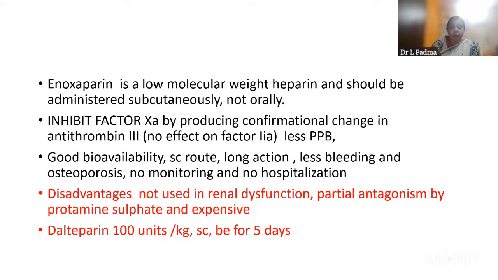One is antithrombin 3. Next is factor 10A. Next is factor 2A. Okay, these are the areas mainly where they act. Now, when they act on antithrombin 3, all the things are blocked. Factor 10, factor 2A, everything is blocked. So what happens? Every step is blocked.